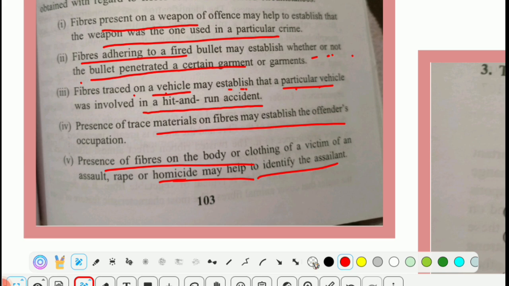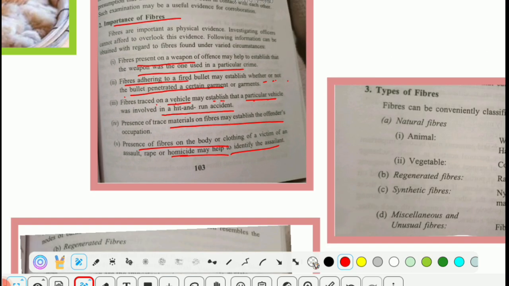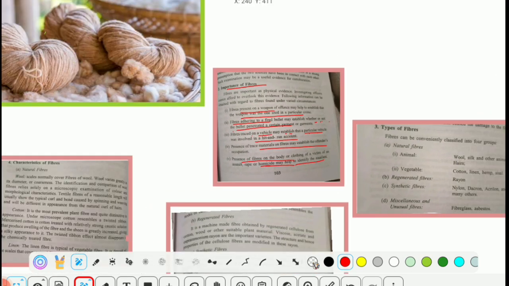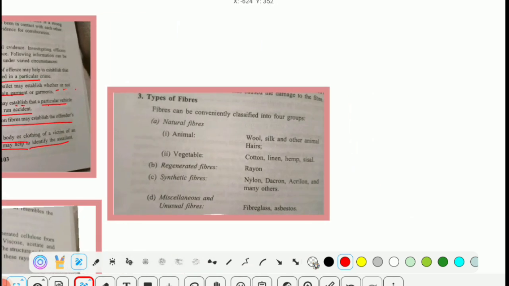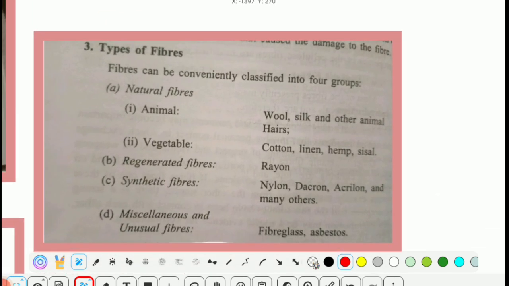Fiber from the cloth of the assailant, if found on the body of the victim, what else can be better evidence than this? Then we have, okay, these pictures are taken from B.S. Nabar's book, so you can prefer it for fiber evidence as well. However, it is better for basic understanding purposes only. This is what I suggest to you, so you can prefer that book as well.